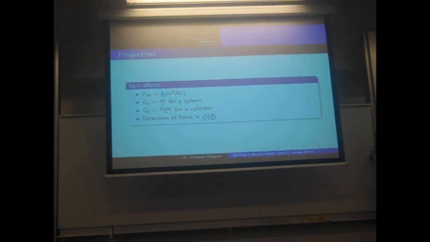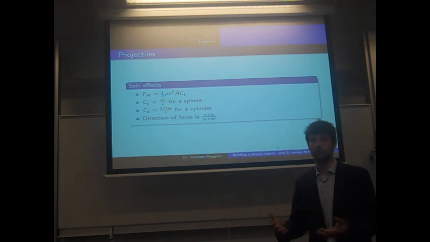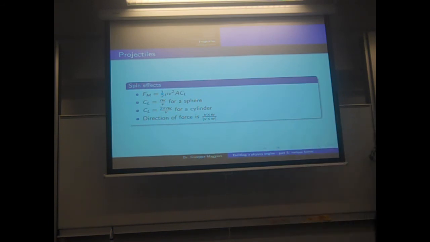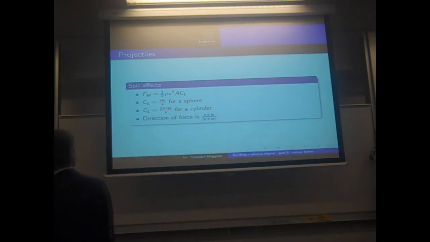It is multiplied by a value, which is not a constant, which comes from the shape of the object. In this case, we just consider a sphere, where you have the radius of the sphere multiplied by omega divided by v. Of course, we're talking about the magnitudes here, so the magnitude of omega and the magnitude of v. And for a cylinder, you have 2 pi multiplied by r omega divided by v. And you just take the magnitudes of the velocities. All right.